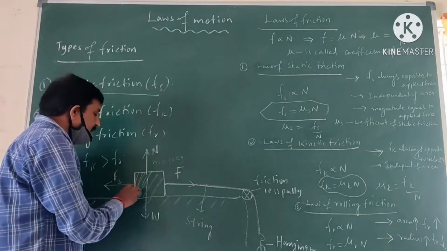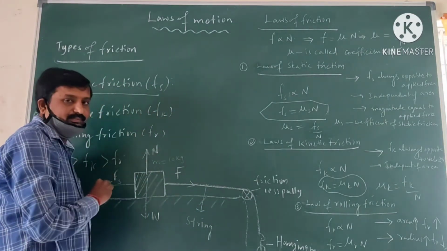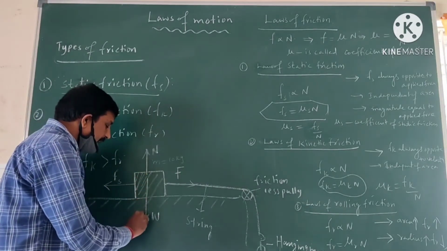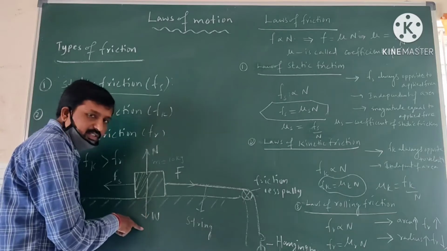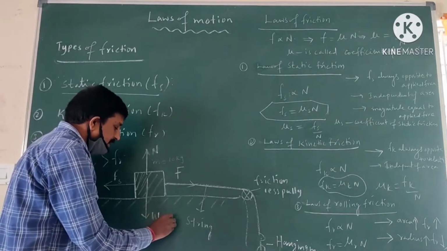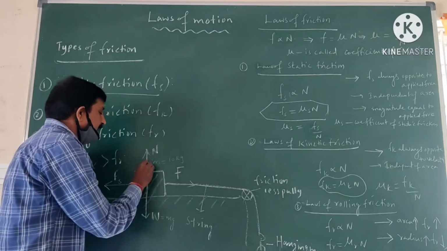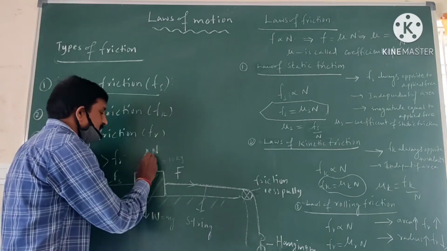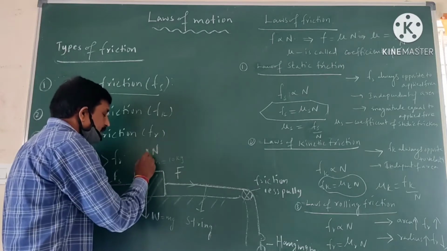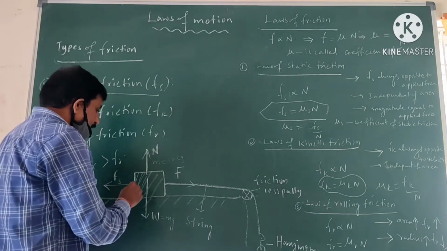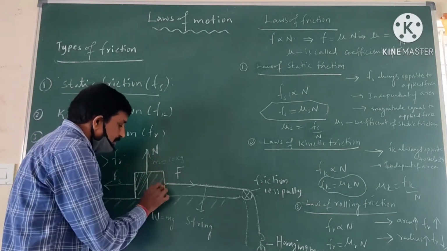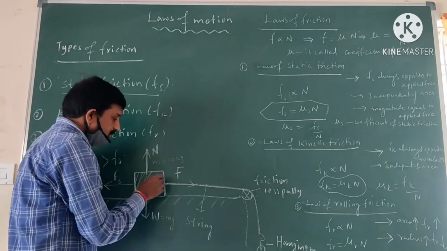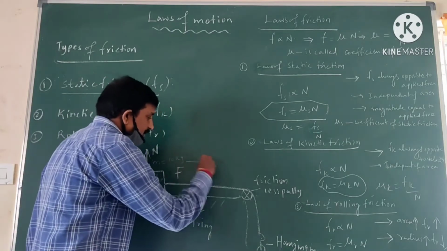So now, how many forces are acting on the body? We know that the weight of the body acts in the downward direction, W is equal to mg, and the normal force acts opposite to the weight, perpendicular to the surface, so N is acting in the upward direction. Next one is the applied force or external force acting in this direction.